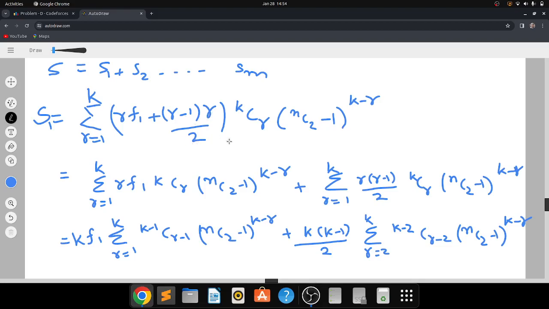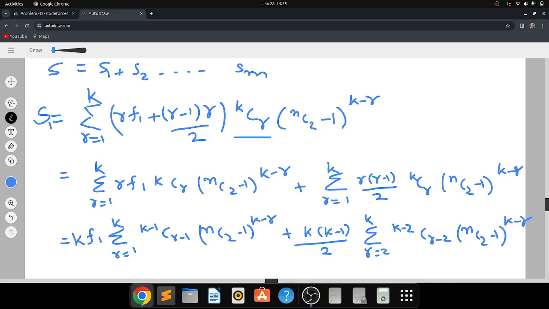And what is the total number of possible ways to have exactly R times the first friendship value? For this we will use combinatorics. We will choose R places among K excursions. So the total number of ways is KCR. On these R places we will put the first friendship value, and on the remaining places we have NC2 minus 1 choices.